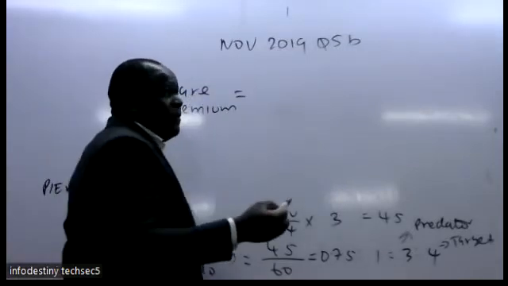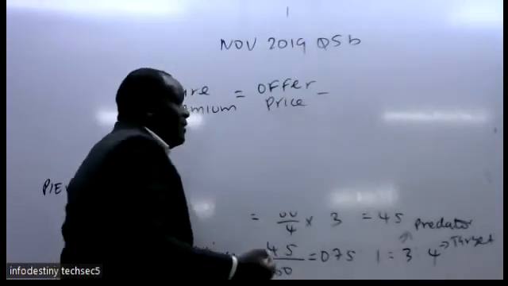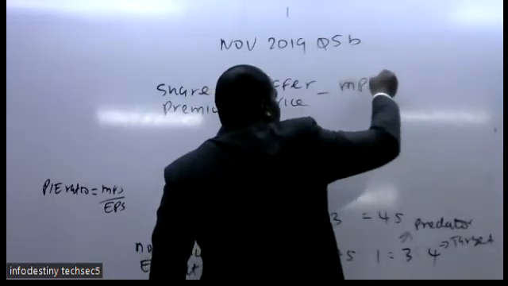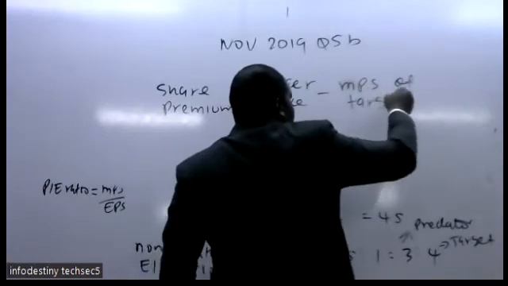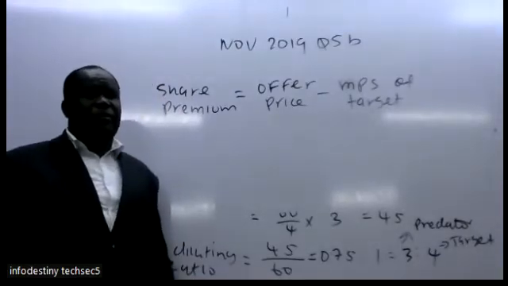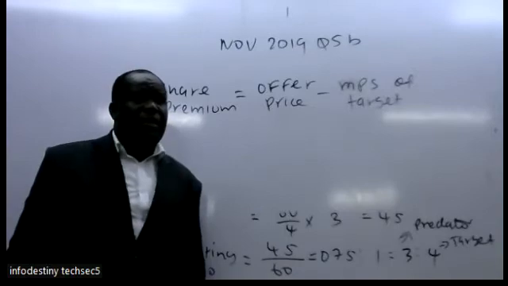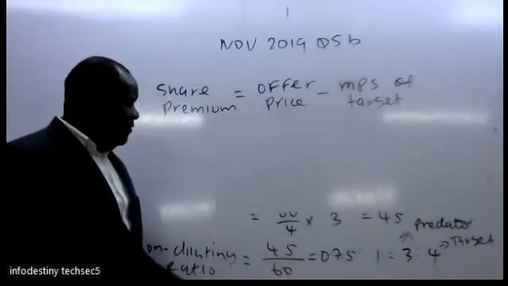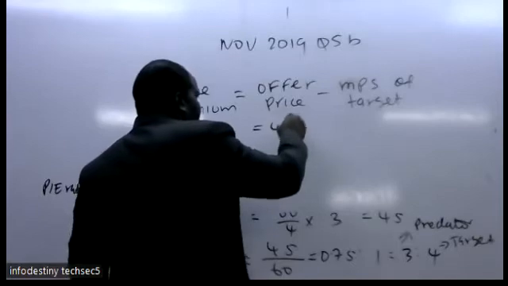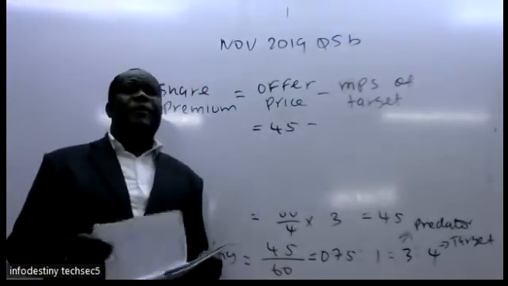The share premium is supposed to be given by the offer price minus the market price per share of the target. So when we want to calculate the share premium, it is simply the offer price minus the market price per share of the target. The non-diluting offer price we had calculated was 45. Then we subtract the market price per share of the target. The target is B Limited.